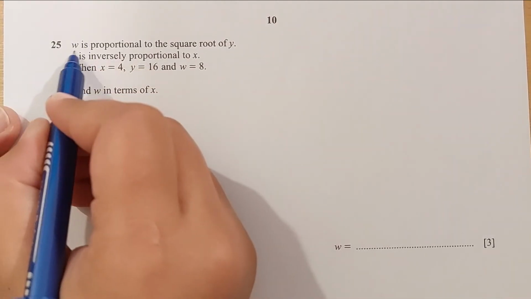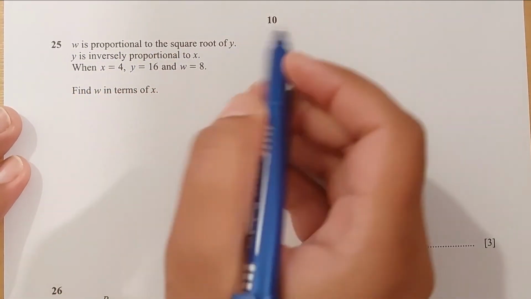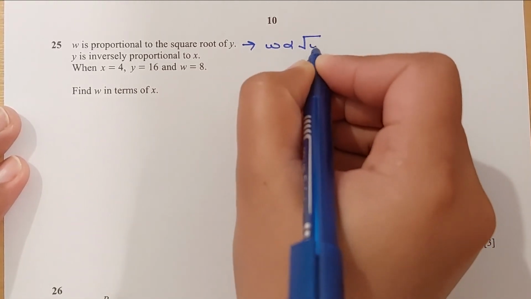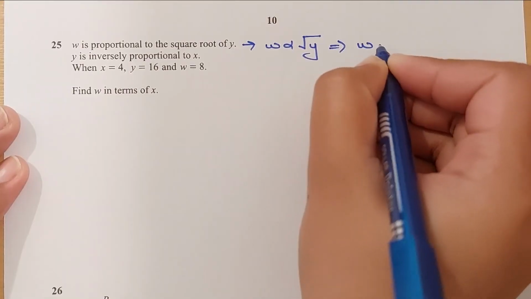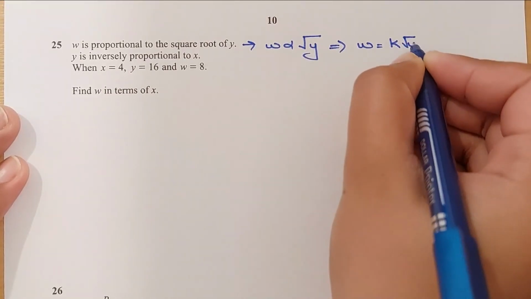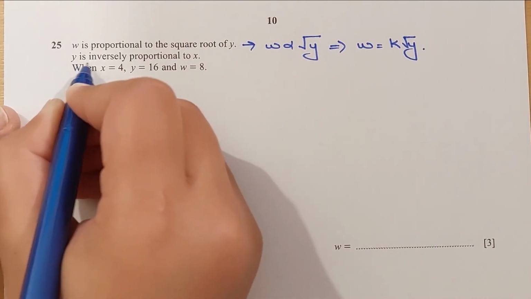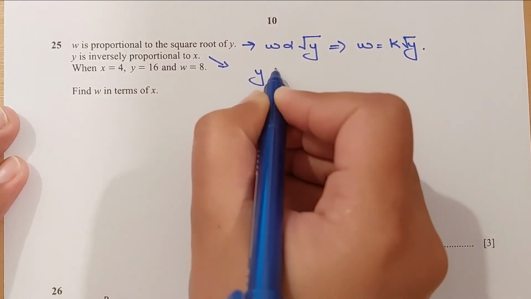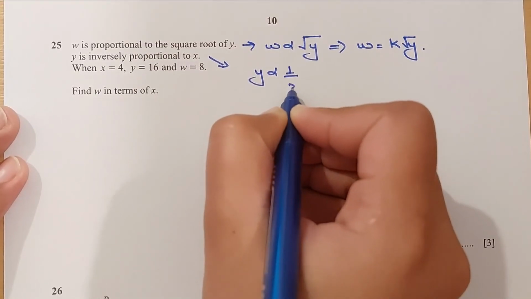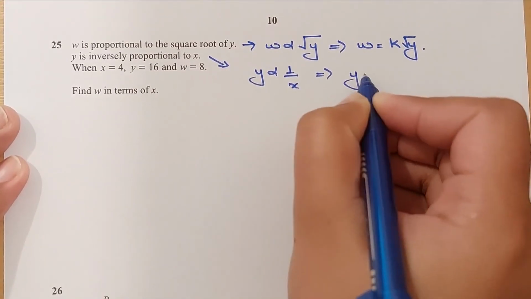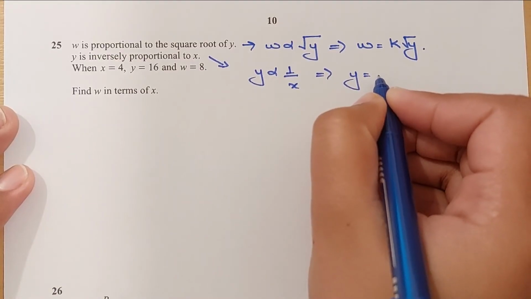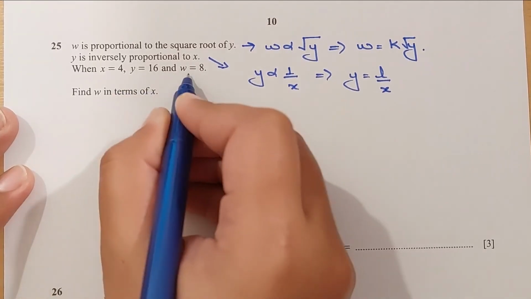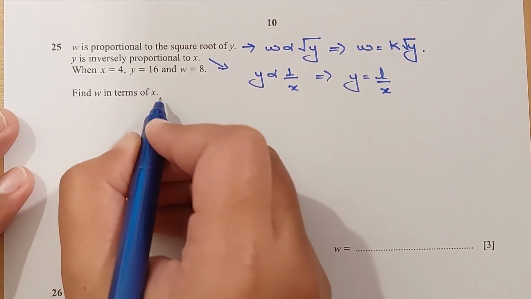Question number 25. W is proportional to the square root of y. So W is proportional to the square root of y, and from here W equals to k times square root of y. Y is inversely proportional to x. Okay, y is inversely proportional to x, and from here y is equals to some constant, let's say L by x. Okay, when x is 4, y is 16, w is 8. Find w in terms of x.